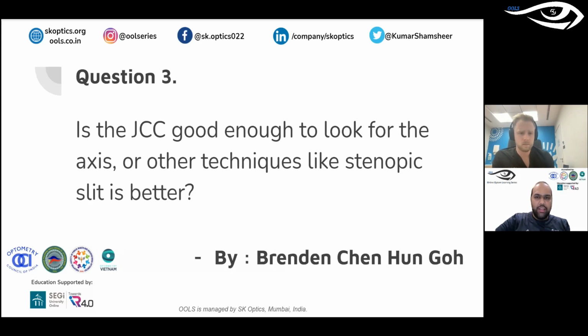The other question is, when you're looking for the axis, do you think the Jackson cross cylinder, the JCC, is something that will help you refine that, or do you prefer to use a stenopaic slit for that? I always use my Jackson cross cylinder. I've got 0.25, 0.50, and 1.00, and I will always go to a Jackson cross cylinder. I've always had really good results, but I'm sure there are other techniques out there.